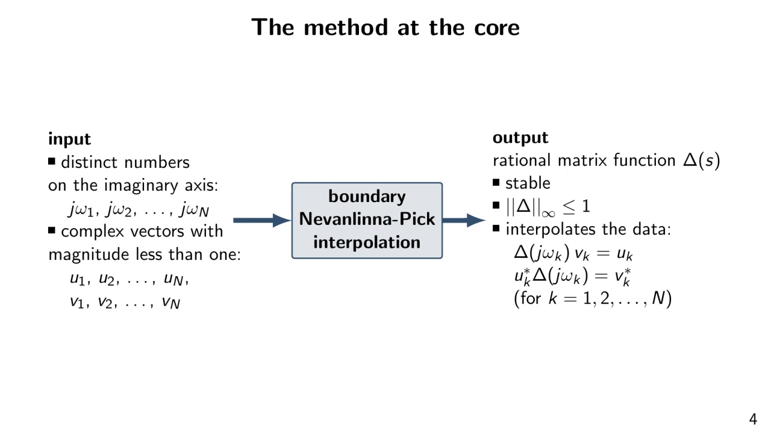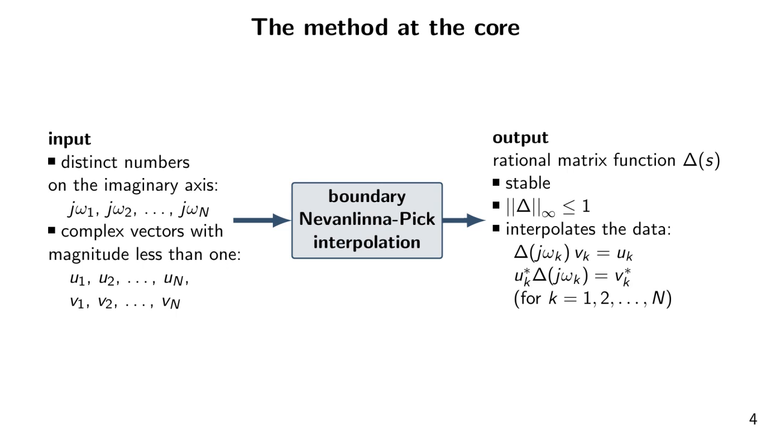Delta is stable, that is, analytic on the right half of the complex plane. It's norm-bounded by 1, that is, its largest singular value on the imaginary axis is at most 1. It also interpolates the data in the sense that delta times v equals u, and u conjugate times delta equals v conjugate at the given points.